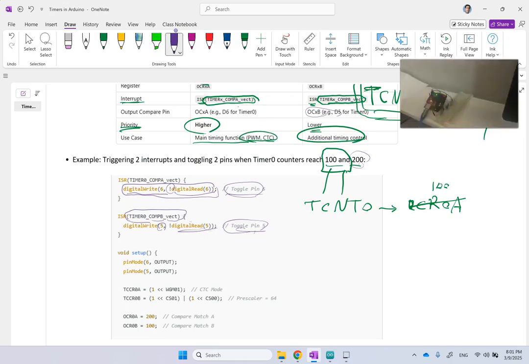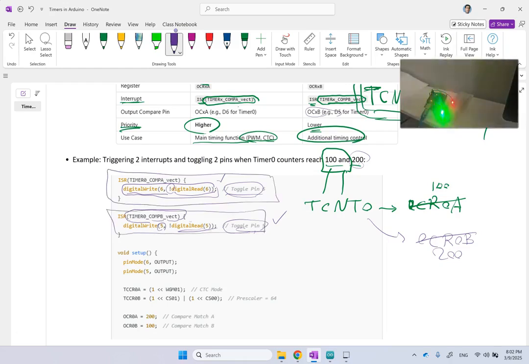So whenever that TCNT reaches 100, pin 6 is going to be toggled. Whenever it reaches 200, then pin 5 is going to be toggled. And of course, since 200 is twice as big as 100, the frequency of toggling in pin 5 is half of the frequency of toggling in pin 6. How much is that frequency? We can find it, correct? How can we find it?